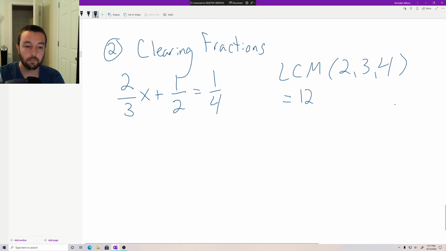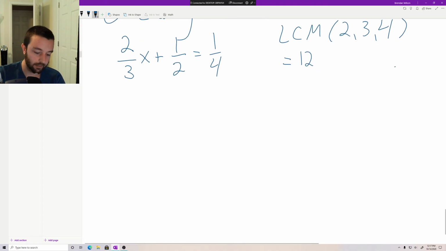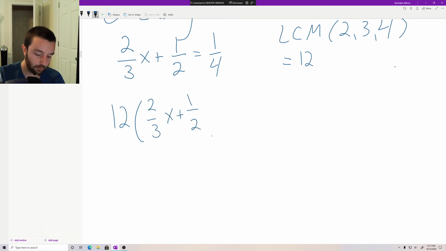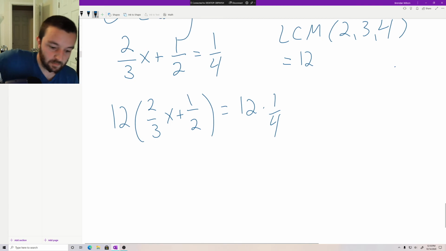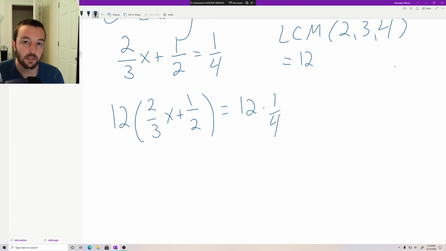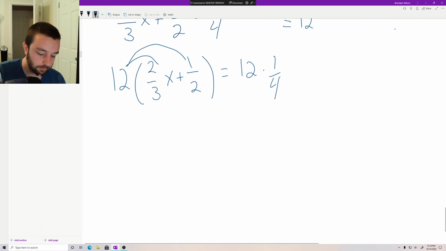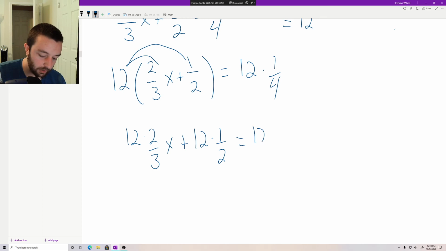Now, take both sides and multiply it by 12. Okay, so we do 12 times this whole side, and 12 times this side. Now, when we multiply the whole side by this number, we need to multiply each part by the number. So we need to take 12 and multiply it by the first number, and 12 multiplied by the second number. So 12 times 2/3 x plus 12 times 1/2 equals 12 times 1/4.